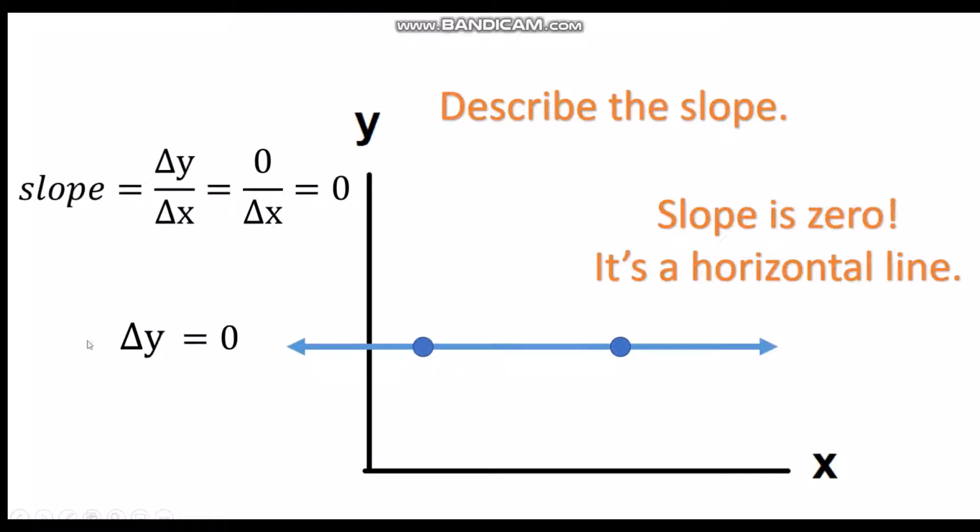So when we substitute delta y into our numerator, we get 0 over delta x. So our slope is 0. So in the case of having a horizontal line, we have a slope that is 0.